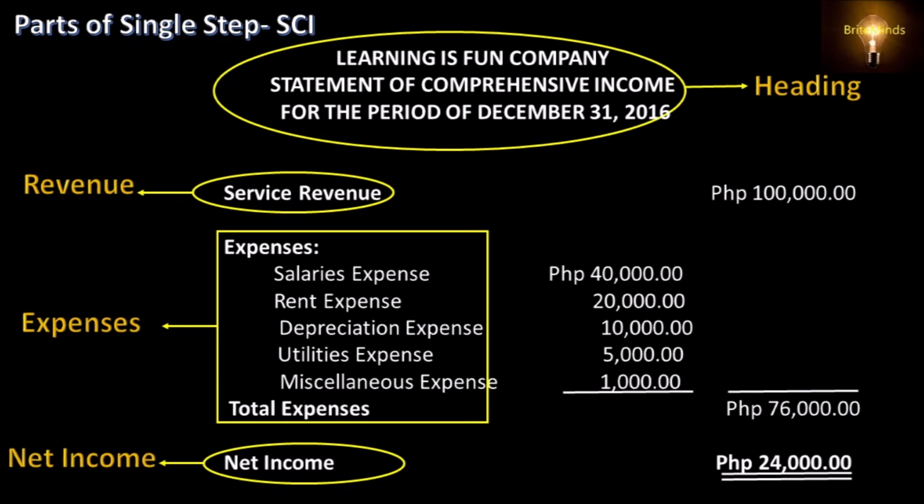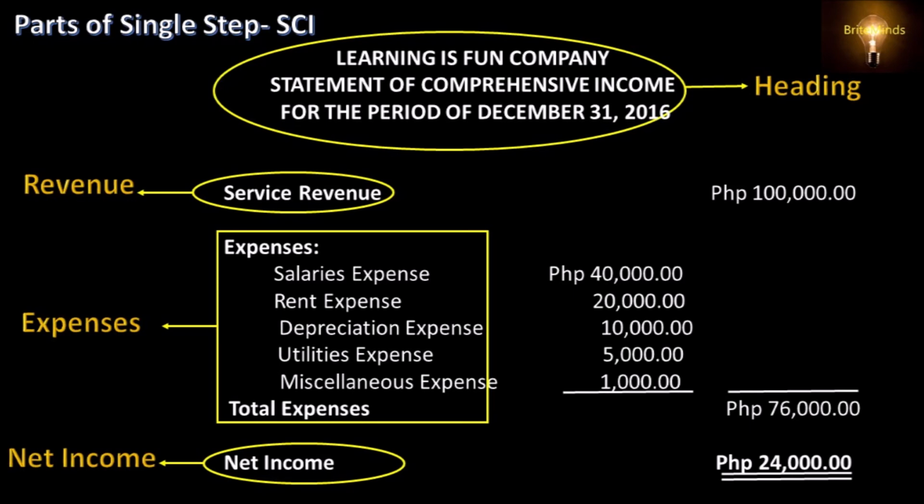These are the parts of a single-step statement of comprehensive income. We can see the heading: the business entity name, and then the title of the financial report, which is the statement of comprehensive income, and the date. So for the statement of comprehensive income, we will use the words "for the period ended December 31, 2016," and then the revenue, which is the service revenue, and then the expenses.